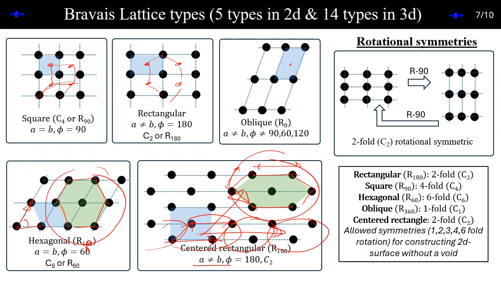Sir, phi is the angle of rotation by which we need to rotate to get it back. Exactly. So for the oblique one, it should be 360 only. Yes, that's why it is C1, 360 full. 360 by 360 is 1. For the square it is 360 by 90, so we call it C4. 360 by 180, we call it C2. These are the only possible options: C2, C4, C6. C3 is kind of here; C6 is by default C3.